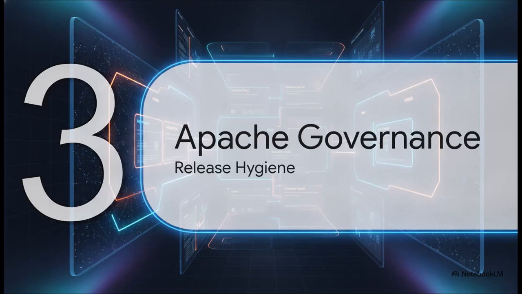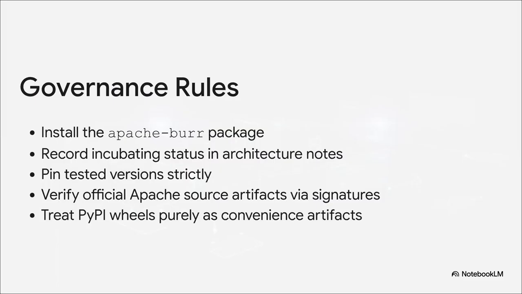Let's shift gears to part 3, Apache governance and releases. As we scale this application into a real production environment, we hit the outer walls of our architecture, release hygiene and governance. Burr is currently an incubating project at the Apache Software Foundation, so your team needs to follow some specific practices. First off, make sure you install the Apache-Burr package. You really want to avoid any legacy assumptions tied to the older, simple Burr package name. Also, be sure to record its Apache incubating status in your internal architecture notes, just acknowledging that while it's highly stable, it is technically pre-version 1.0.